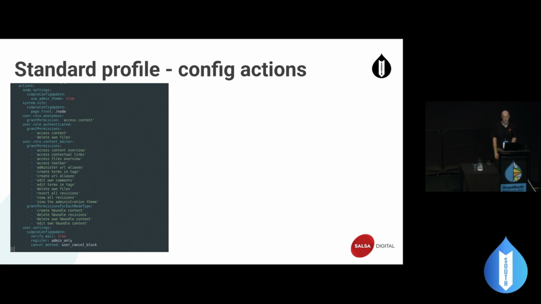So just starting at the top, we can see it does a simple config update, which is just updating an individual value in a configuration. It updates, I believe, the node edit screen to use the admin theme, and then moves down and sets the front page to /node. It then grants a whole stack of permissions to different roles. And this is obviously how you can compose and build your own recipe and make sure that every time you create a new content type, all of your permissions are set up appropriately. And that's, I guess, the standard profile.